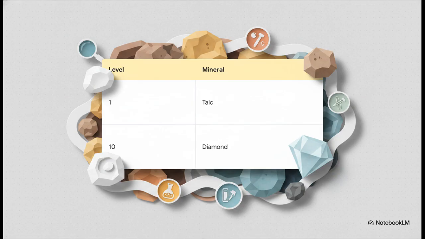Down at a level 1, you have extremely soft minerals like talc, which you can literally scratch with your fingernail. And all the way up at a level 10, you have diamond, the hardest natural substance. It's just a really elegant way to organize properties that we test relative to one another.